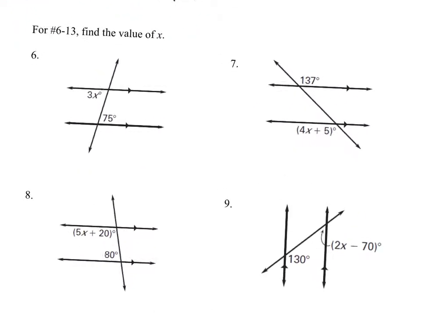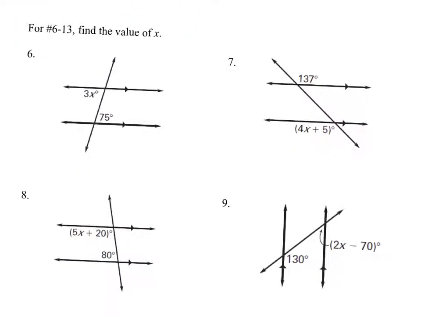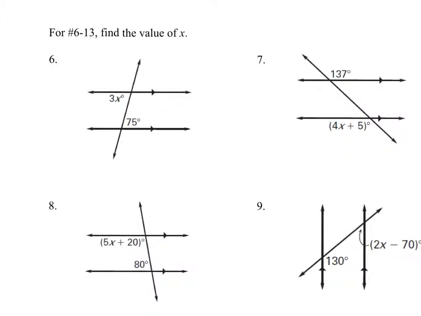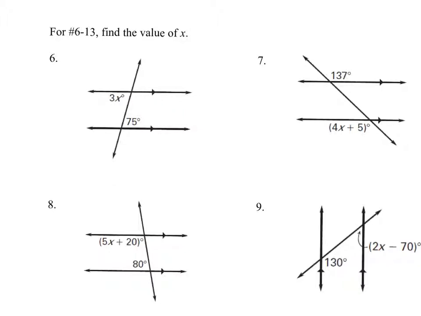And again, all of these things are true if the two lines are parallel. So let's take a look at number 6 here. We do have two parallel lines, and we have alternate interior angles. And so what we just reviewed is if two lines are parallel, alternate interior angles will be congruent. So we just set them equal. 3x equals 75. Divide both sides by 3, and we get our answer, x equals 25.